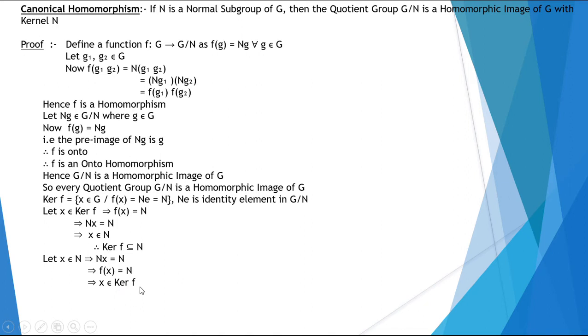So N is a subset of kernel f. Kernel f is a subset of N and N is a subset of kernel f, hence kernel f equal to N. This completes the proof.